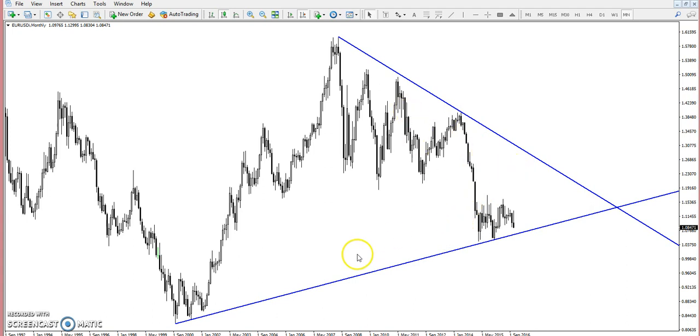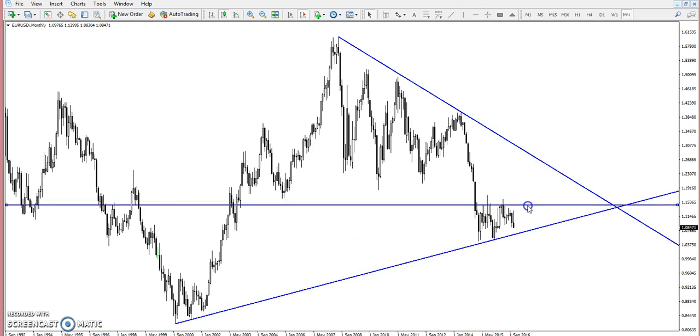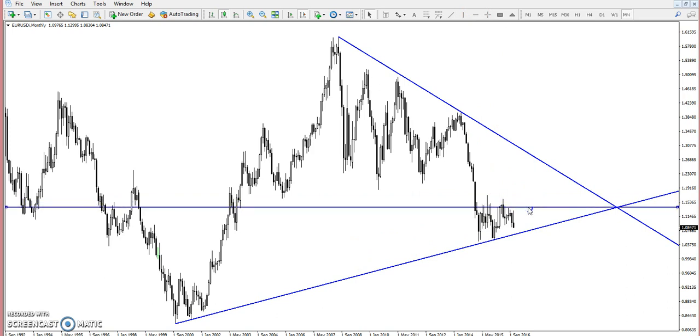I draw my trend lines from top to bottom, and then I take a horizontal line and put it right in the middle of this triangle. Now it could be anywhere right here. So this line is what I'm showing you here, in the middle of this triangle. If I go here, this is how you check it.